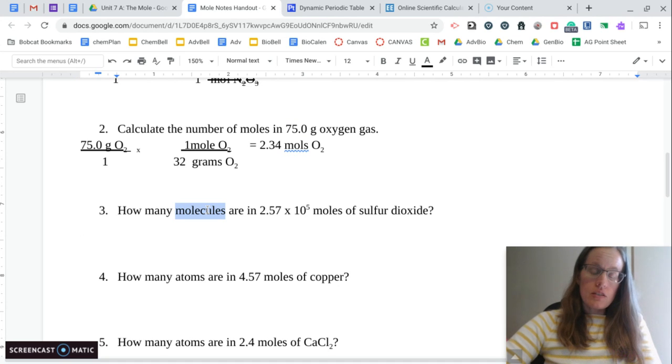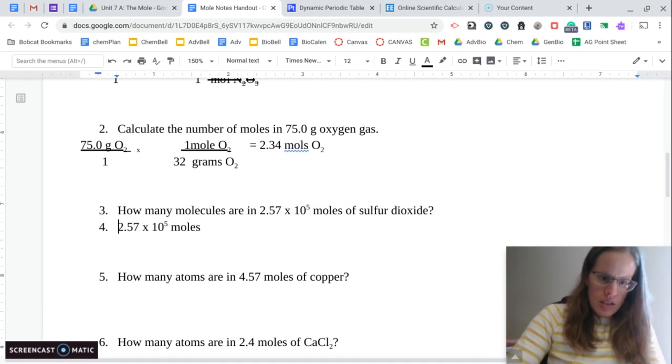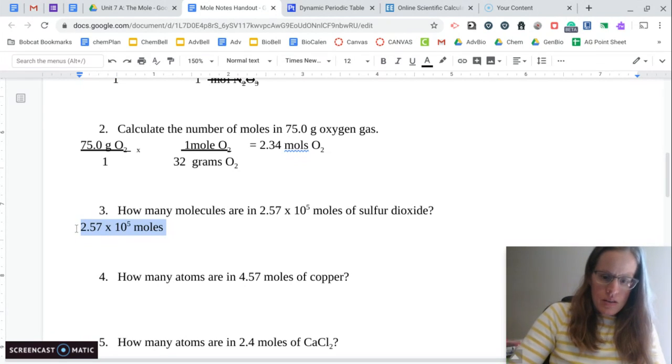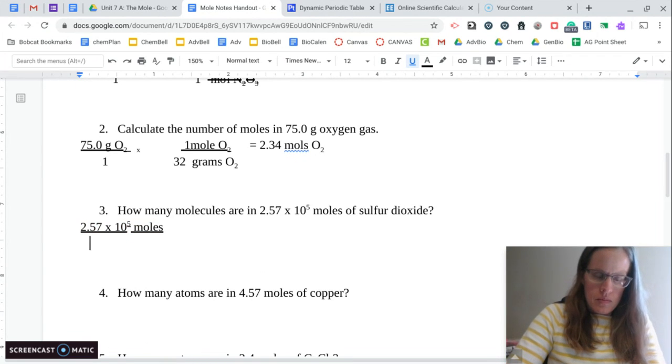All right, here's a different one. They're asking for molecules and they're giving us moles. I'm just going to copy and paste that in. It's going to be over 1. Sulfur dioxide, we didn't really learn how to name those, but I think you could probably figure that out. That's SO2. So I'll stick that on there too.